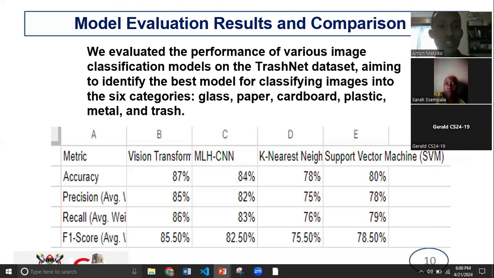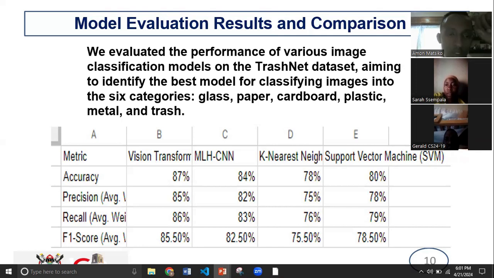As my colleague already stated, we used the dataset from TrashNet, which had over 2,000 images. These images were in categories or classes of glass, paper, cardboard, plastic, metal, and other trash. The metrics we used were accuracy, precision, recall, and F1 score. And the models were the Vision Transformer, the MLHCNN, the KNN, and the SVM.